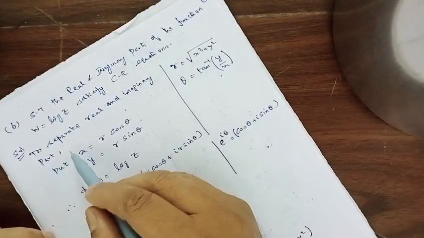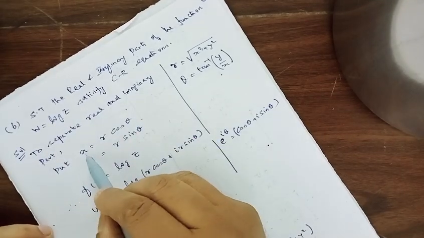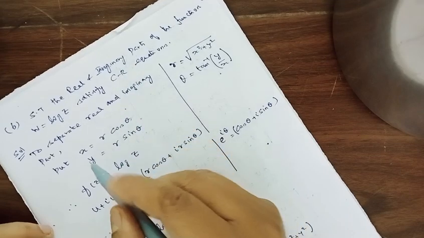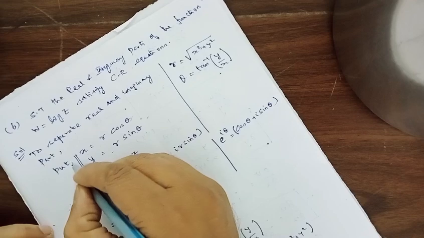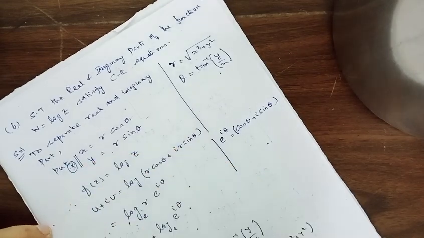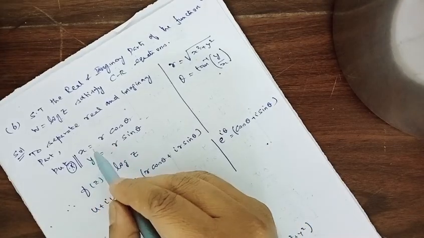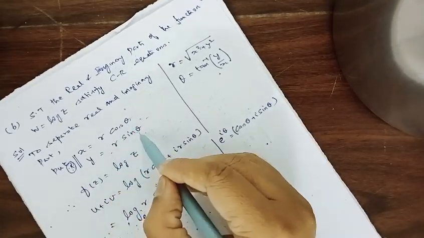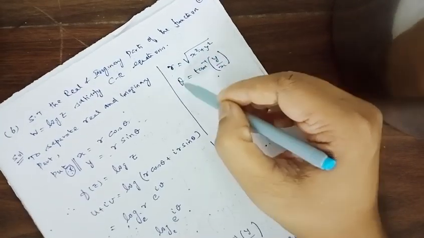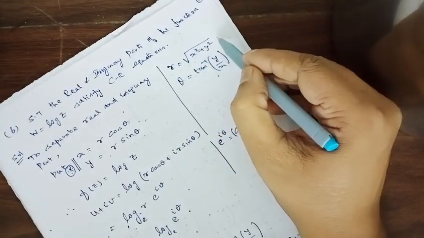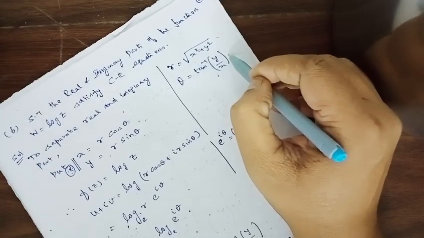In order to separate the real and imaginary parts, first you put x equal to r cos theta and y equal to r sin theta. So this is somewhat different. You just understand this problem. We need x equal to r cos theta, y equal to r sin theta. We know r is equal to root of x square plus y square, and theta is equal to tan inverse of y by x. These are polar formulas, which we know.